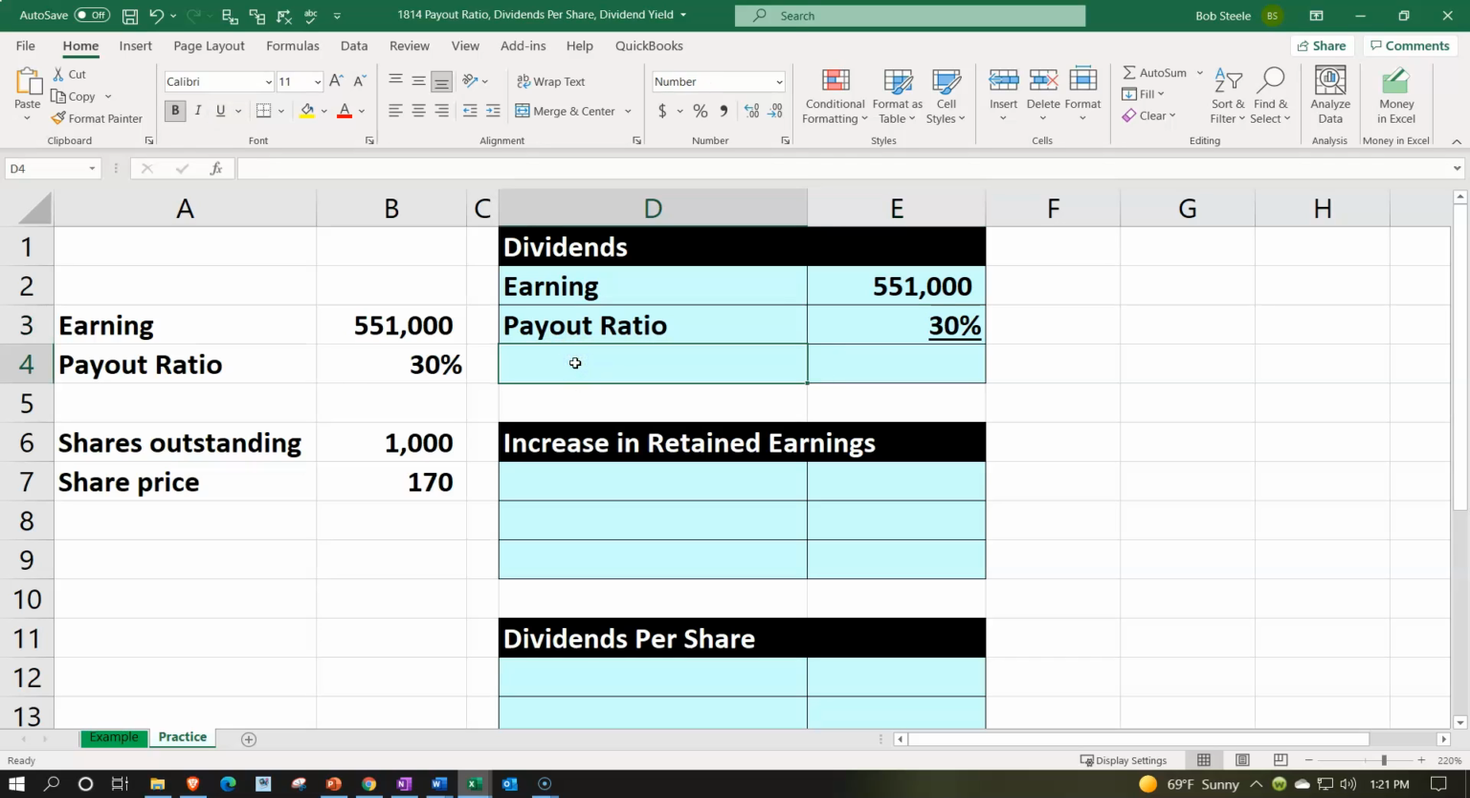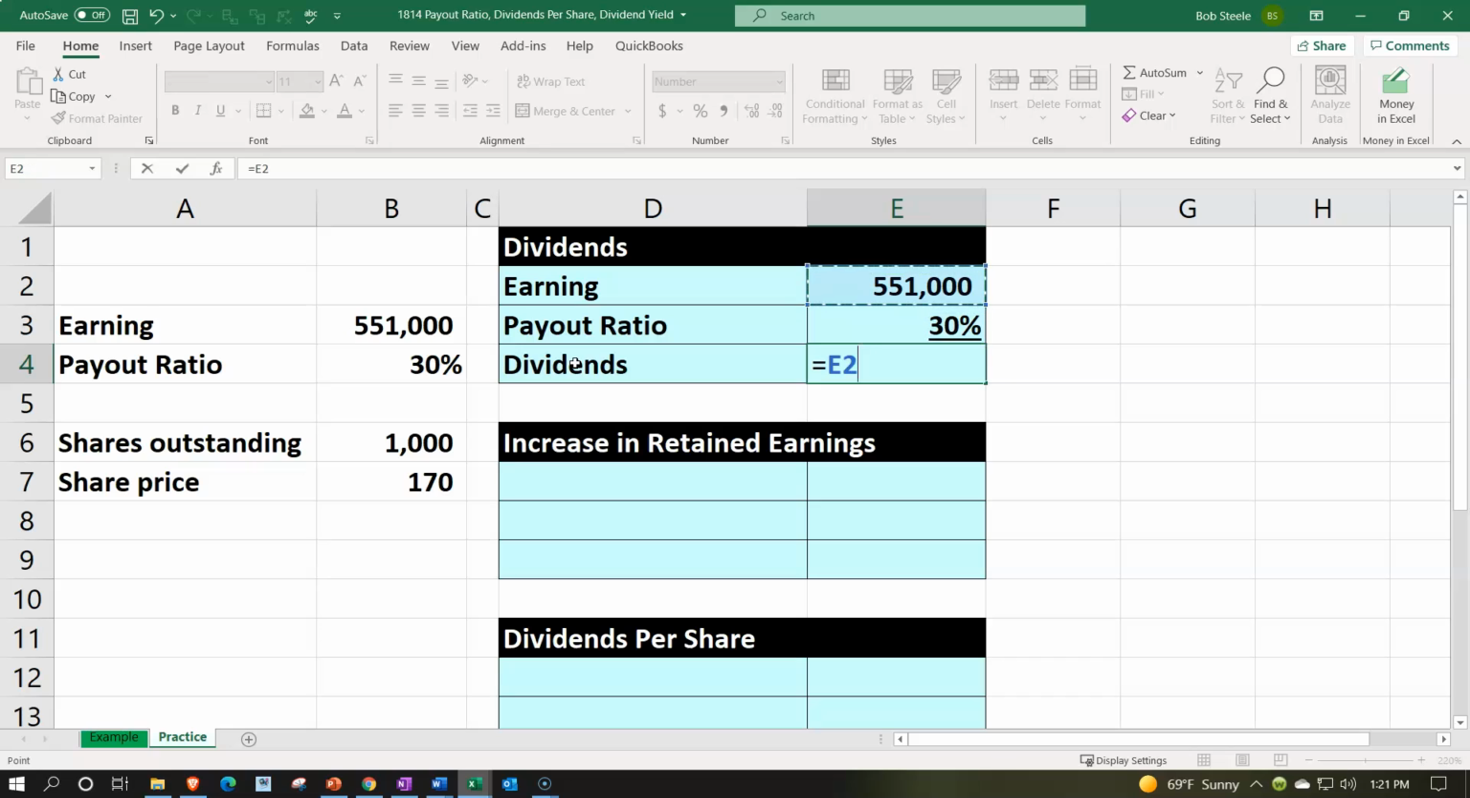That's going to be the dividends going out, the dividends, which is going to be equal to the 551,000 times the ratio of the 30%. So of the earnings, of the net income, the 551, 30% we're saying paid out. That means dividends at the 165,300 that we're estimating.